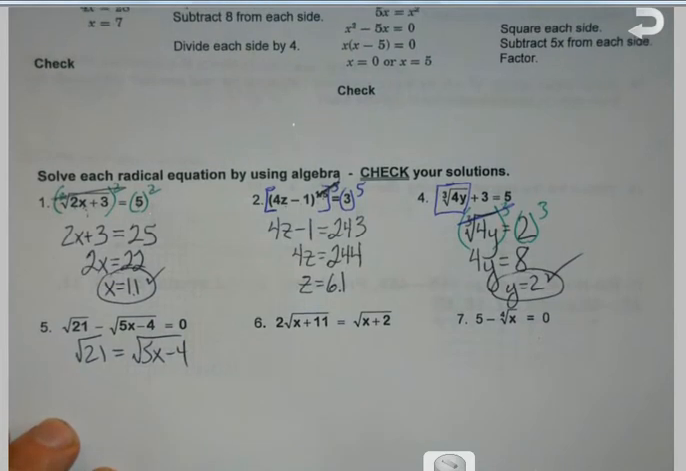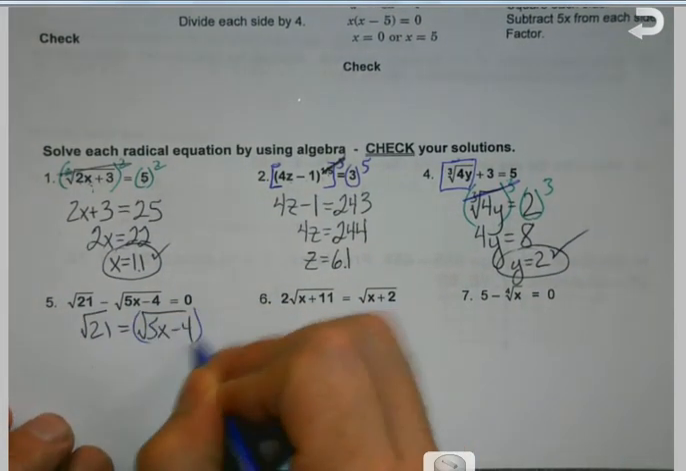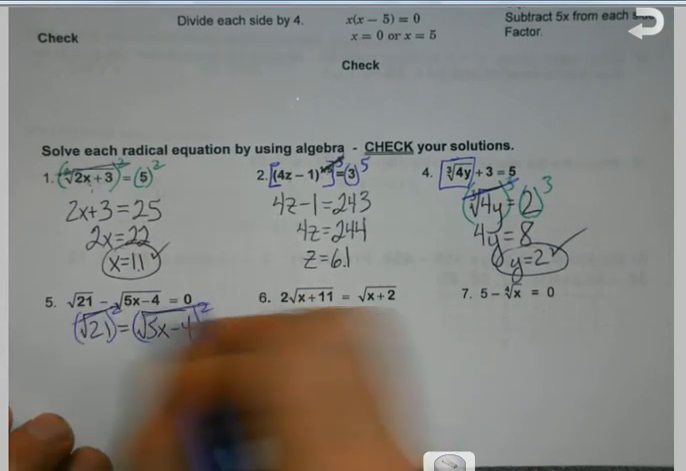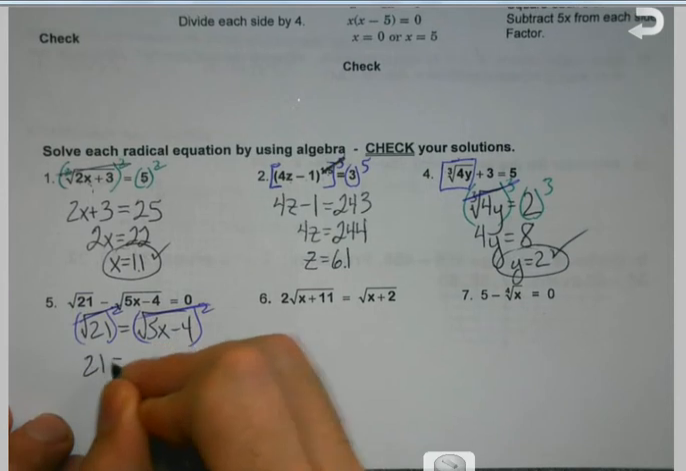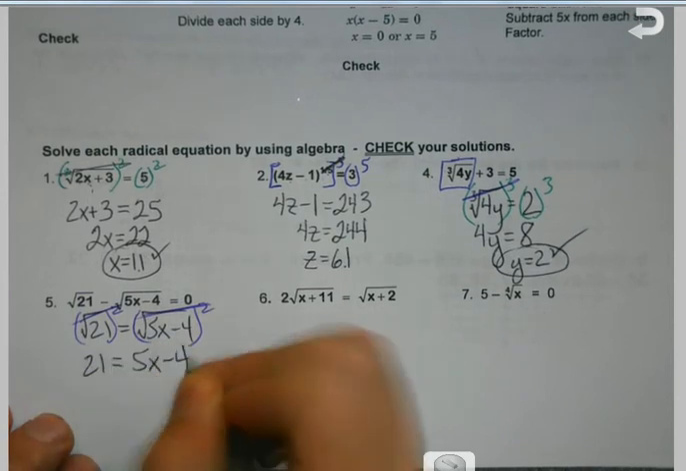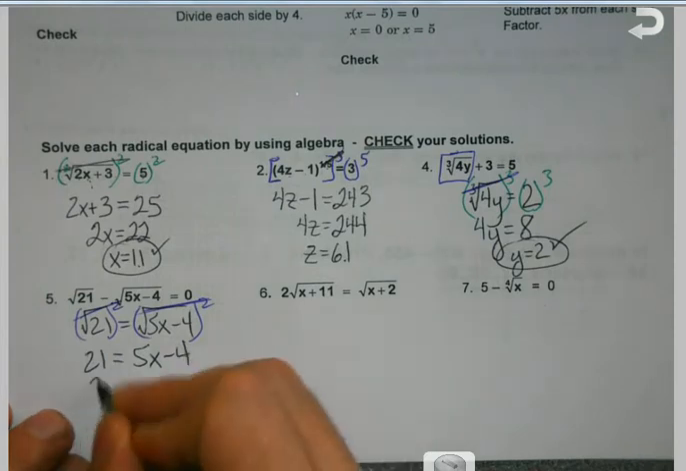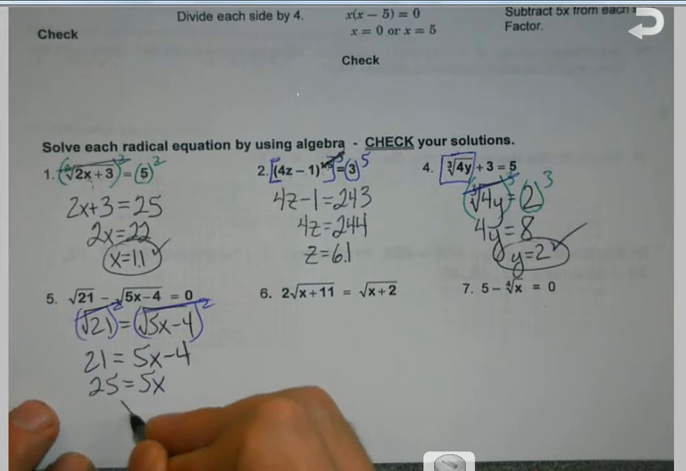Because once I have 1 radical per side, and it's a square root, I can square both sides. My inverses of square root and squared take care of each other, and I'm just left with what's underneath. Add my 4 over and divide by 5.